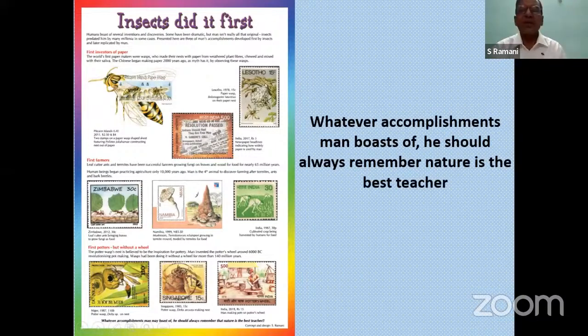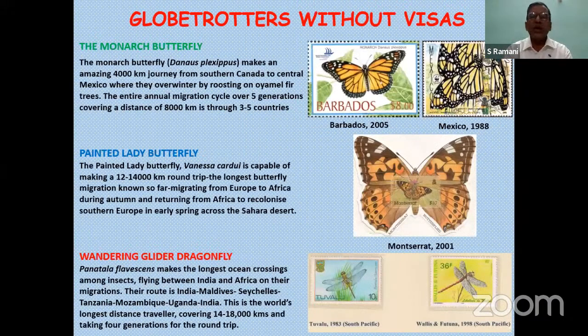Globetrotters, that is, they are globetrotters. Some of them, I've given you three examples here. The monarch butterfly, about which I already talked to you. This really makes an amazing journey, about 4,000 kilometers from southern Canada to central Mexico. The entire migration takes about five generations. There are stamps which have been produced of the monarch butterfly. I told you a large number of stamps have been produced on that.